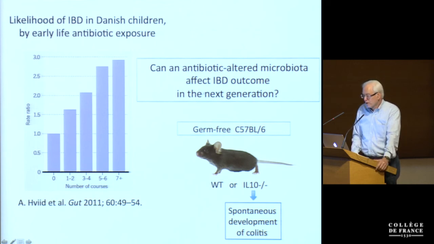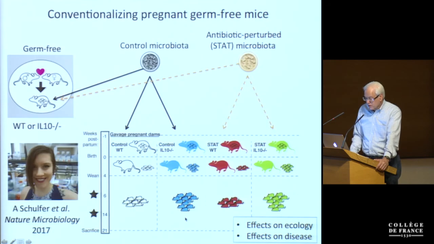And furthermore, we wanted to see if there could be an effect in the next generation. So to examine that, we studied germ-free C57 mice that were either wild type or IL-10 deficient. IL-10 deficient mice spontaneously develop colitis. This work was done by Angel Schulfer, who was a graduate student in the lab. She studied germ-free wild type or IL-10 deficient mice, and she gave them either an antibiotic-perturbed microbiota or a control microbiota. As I said, these mice were pregnant. They were conventionalized, so there were two genotypes, 2 inocula. We had 4 groups of mice.